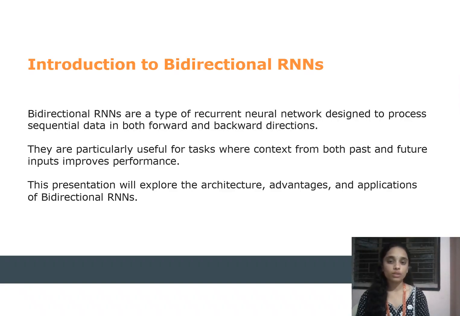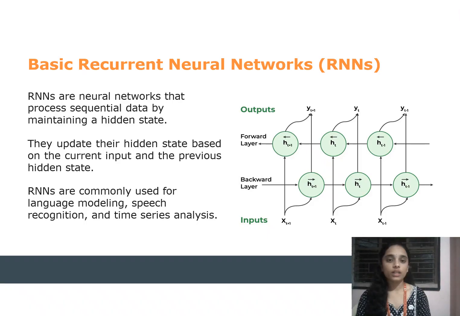It is a recurrent neural network. Basic recurrent neural networks are neural networks that process sequential data by maintaining a hidden state. They update their hidden state based on the current input and previous hidden state. RNNs are commonly used for language modeling, speech recognition, and time series analysis. And here we can observe the picture outputs, which is forward layer, backward layer, and the inputs, and we can observe the outputs from the forward layer and also the backward layer.